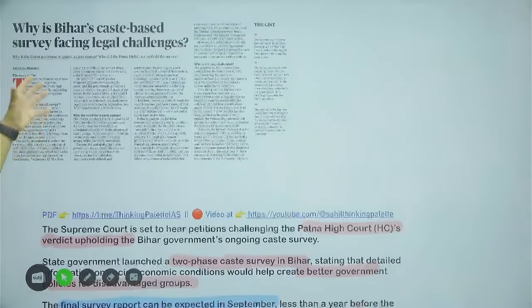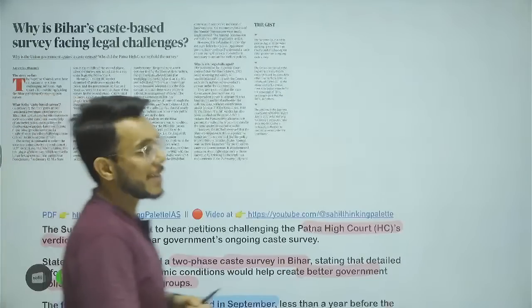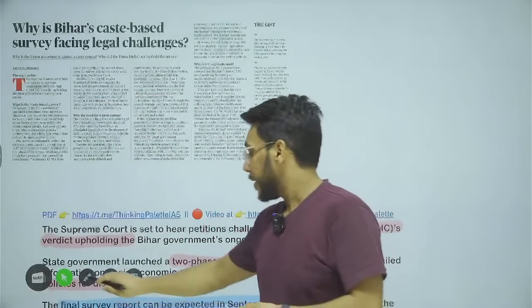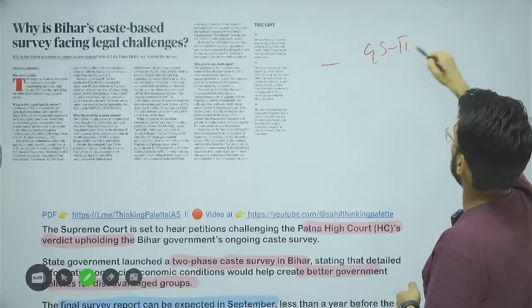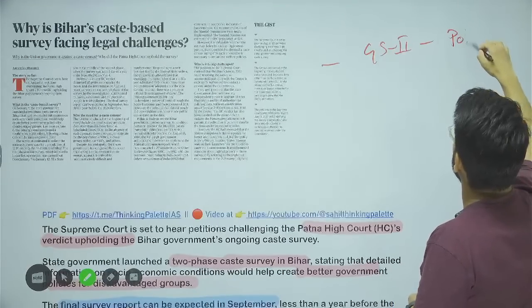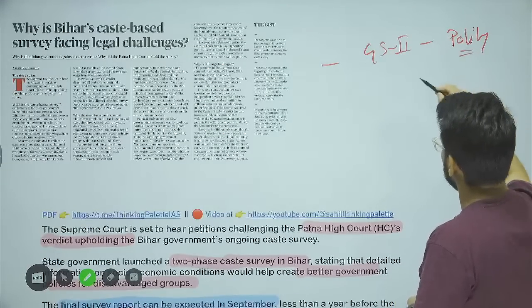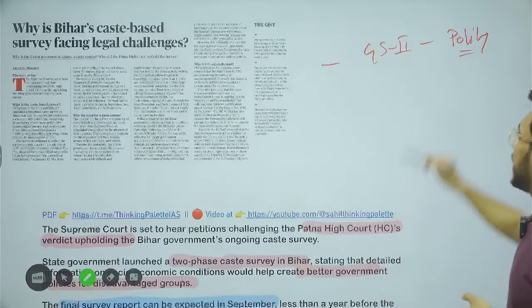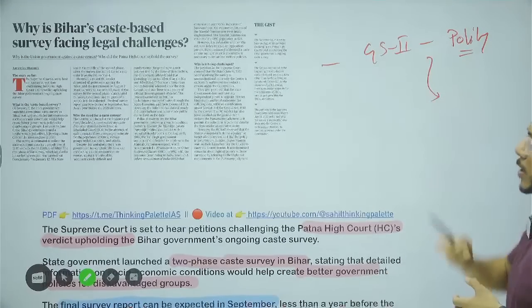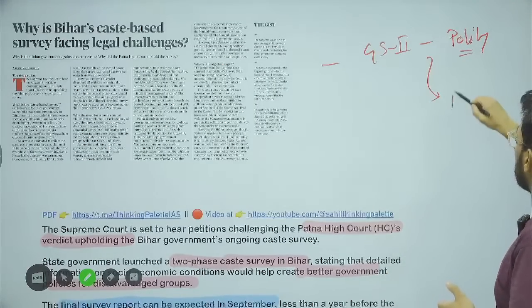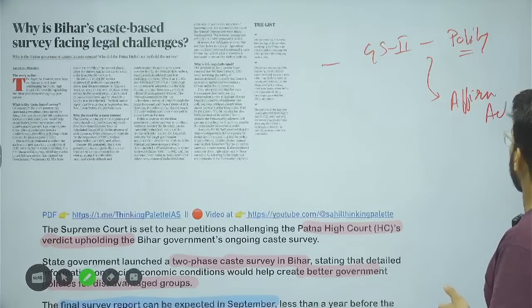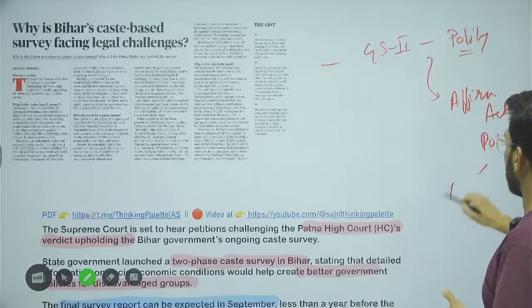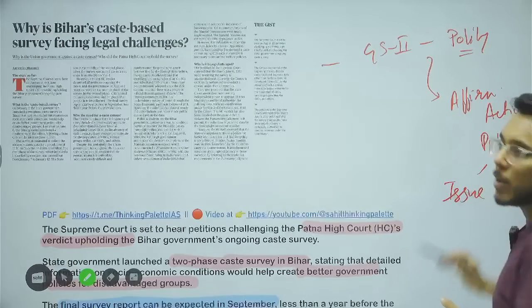Why is Bihar's caste based survey facing legal challenges? Okay, now this article we will see with respect to GS paper number 2, governance and polity, as well as with respect to affirmative policies and issues related to affirmative action and affirmative policies.